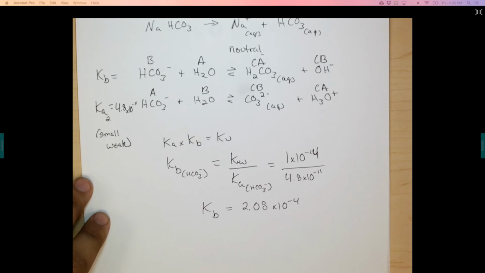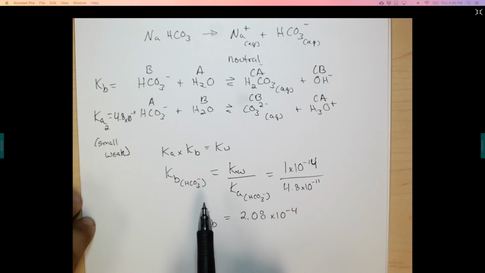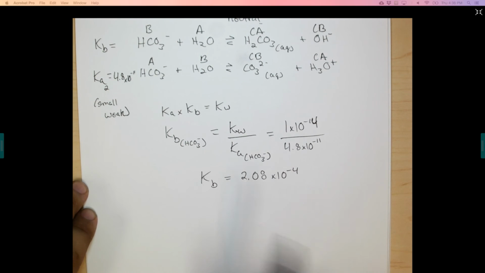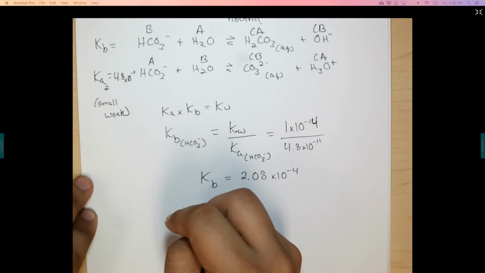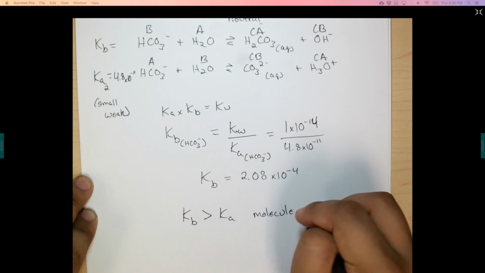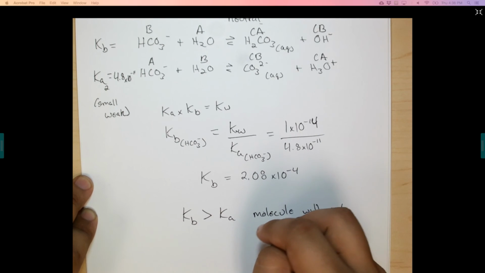So what does that tell us? Being able to do the math doesn't matter unless you understand what it means. Remember, the larger the equilibrium constant, the more products are formed, which means the stronger the forward reaction. So this value, Kb, is larger than Ka. If Kb is greater than Ka, then the molecule will act as a base.